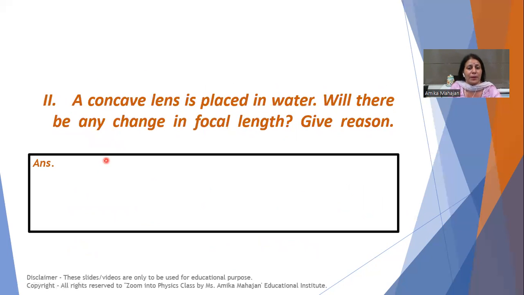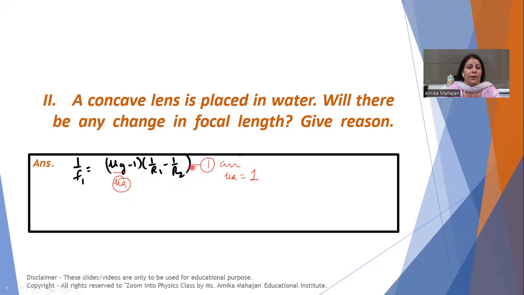A concave lens is placed in water. Will there be any change in focal length? Yes, it will increase, but nature of lens will not change. How it is? Because when I talk about air as medium, then this 1 by f1 is mu g by mu a minus 1 into 1 by r1 minus 1 by r2. Because here air is the medium, so mu a is 1 for air. So I can ignore this mu a in this equation.